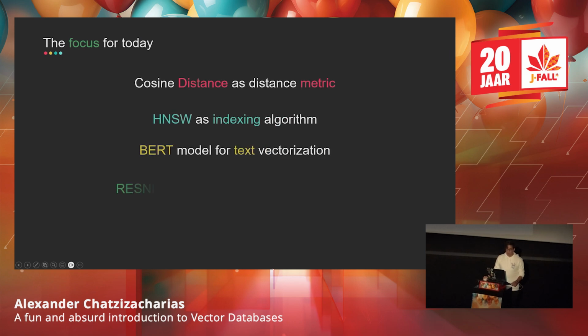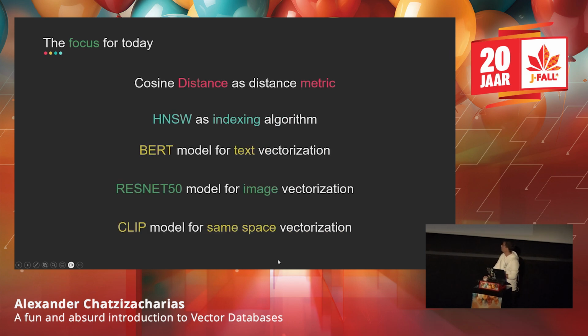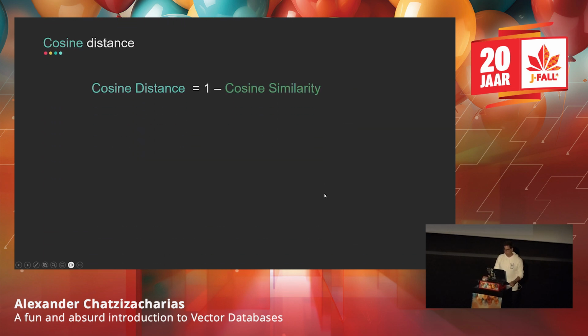For today, we'll be using cosine distance as our distance metric, hierarchical navigable small worlds as our indexing algorithm. We'll have a BERT model for our text vectorization, a ResNet 50 model for our image vectorization, and a CLIP model for when we're going to do same space vectorization. What that exactly entails, you'll see in a little bit.